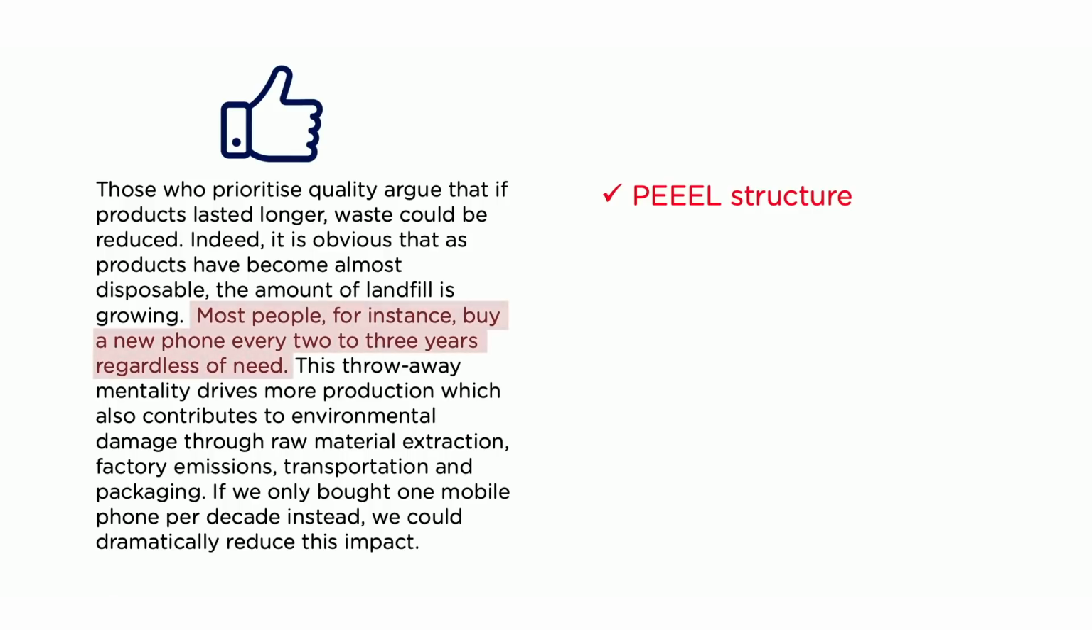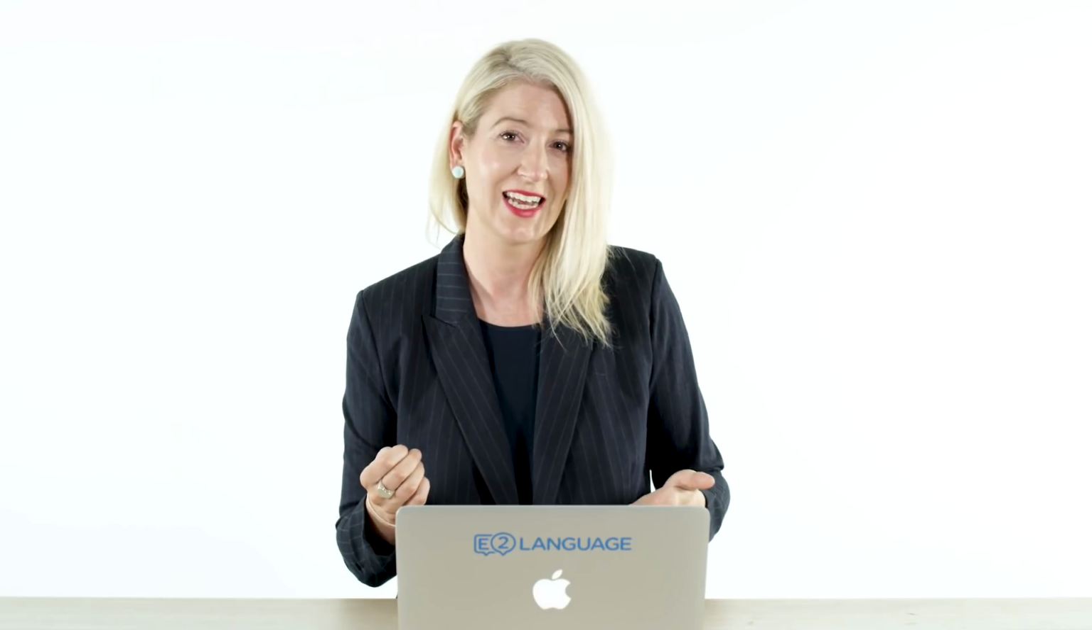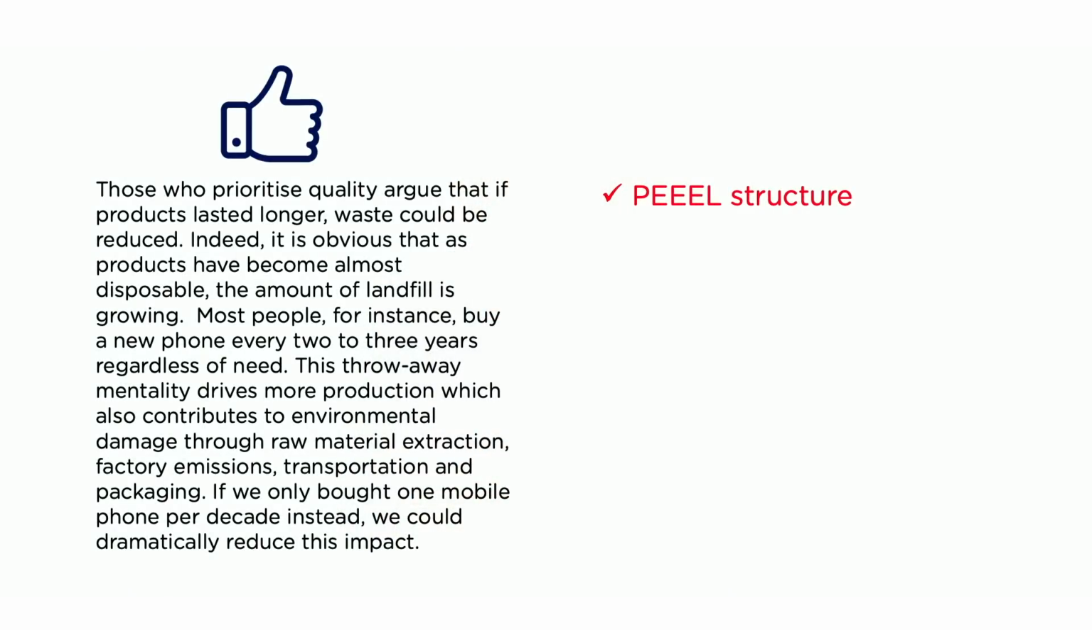Next sentence, the next E, is an example. Most people, for instance, buy a new phone every 2 to 3 years, regardless of need. Specific example, as a reader, you know exactly what I'm talking about. You've probably done the same thing, upgraded your phone even though you didn't need to. The next E is the effect. What impact does this buying of mobile phones have? This throwaway mentality drives, pushes, leads to more production, which also contributes to environmental damage through raw material extraction, taking stuff out of the ground, factory emissions, transportation, and packaging.